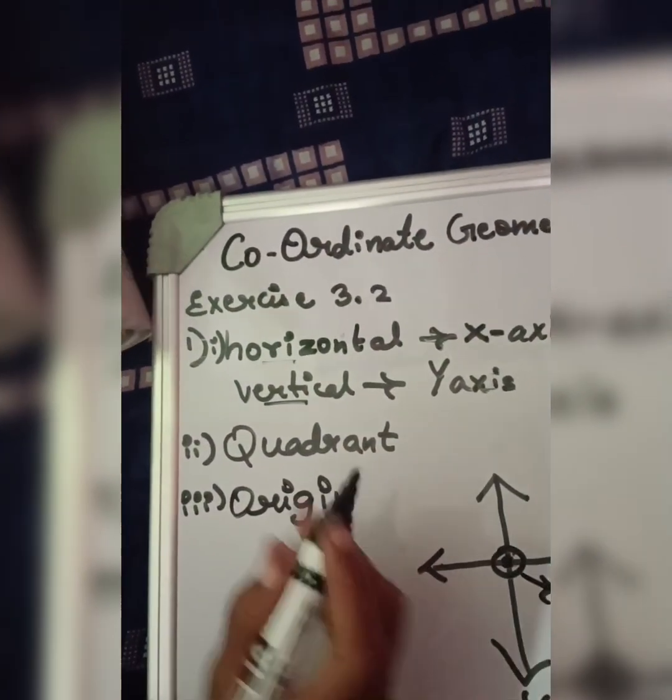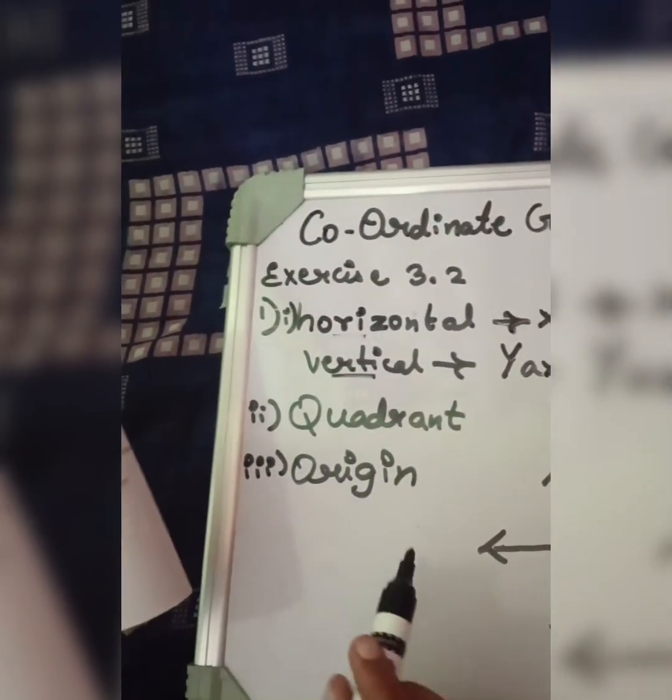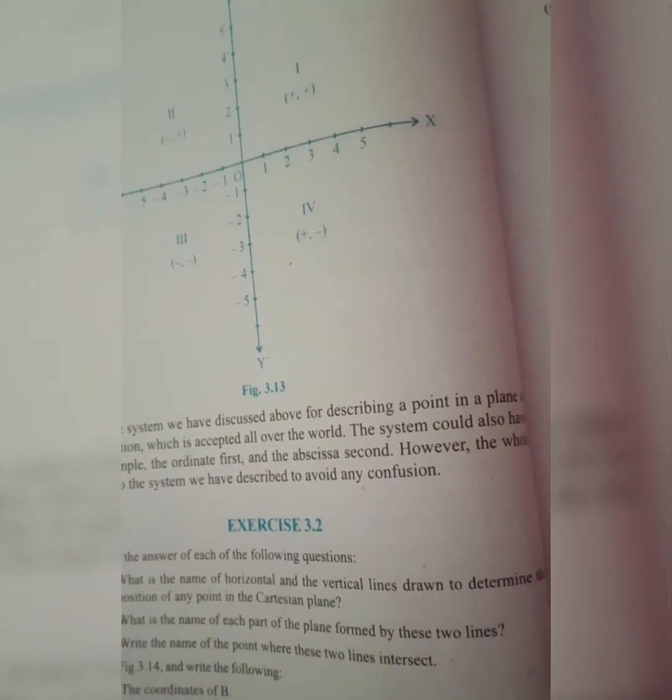Now let's revise these questions. In the first question, what is the name of the horizontal line? It is the x-axis, and the vertical is the y-axis. For the second question, what is the name of each part of a plane formed by these two lines? It's known as a quadrant. And write the name of the point where these two lines intersect. It is origin.